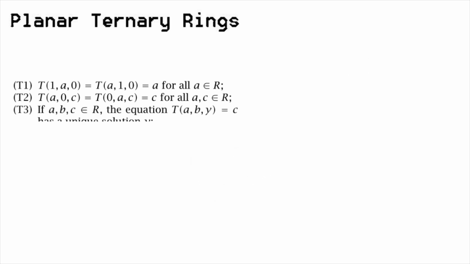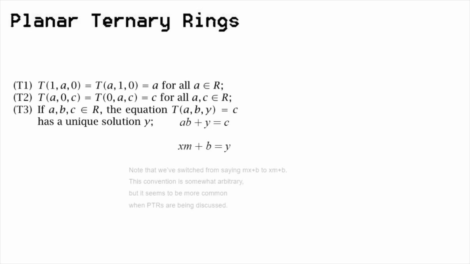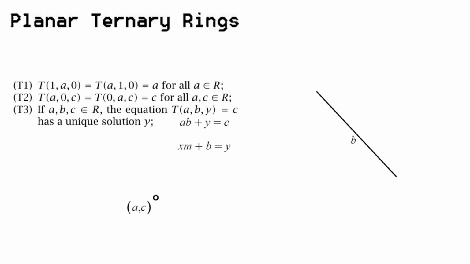The third axiom says, for all elements a, b, and c in the set R, the equation T(a, b, y) equals c has a unique solution y in R. In the real numbers, we write this as a times b plus y equals c. This seems a lot like the equation y equals xm plus b, just with different letters. This is no coincidence. We've actually already proven that the real numbers have this property. It just amounts to saying that given a point (a, c) and a slope b, there is a unique line with slope b passing through (a, c). y is just the y-intercept of that line.